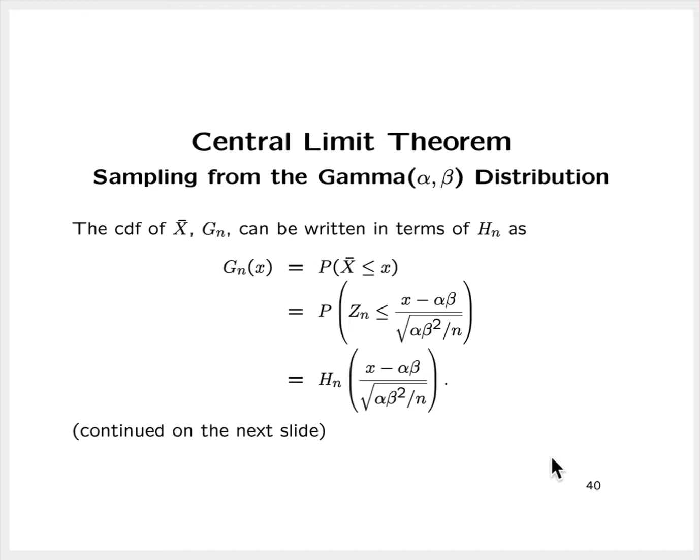Now, the other reminder that I would give you is that the central limit theorem is technically a statement about convergence of the distribution of the standardized version of X bar. But this also translates into a convergence of the distribution of X bar itself. And so now let's look at the CDF of X bar itself, G sub n, which can be expressed in terms of the CDF of the standardized version of X bar. So G sub n can be expressed in terms of H sub n in the following way.